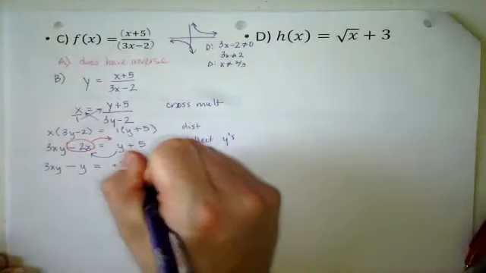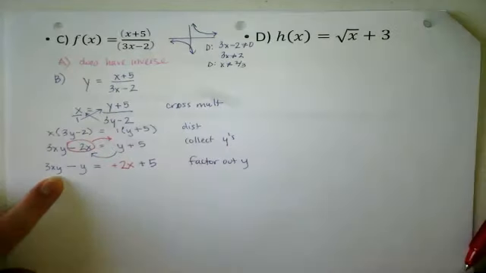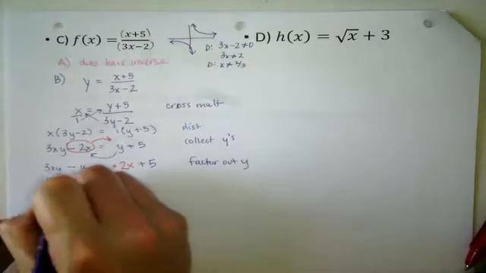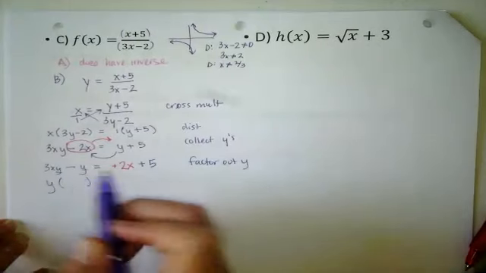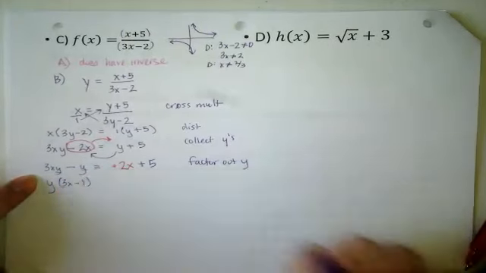And then they have a greatest common factor. We want to factor out the y. So I'm going to take that y out. If I take my y out, what's left behind? The 3x and the negative 1. Remember, you can always check by distributing. And then we just need to divide to get y by itself. I'm going to divide by the whole group, 3x minus 1. So I have f inverse of x equals 2x plus 5 over 3x minus 1.